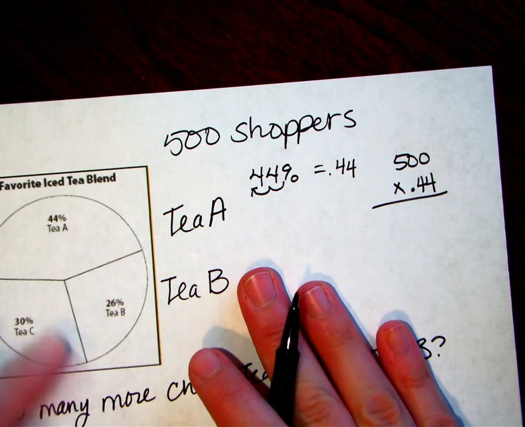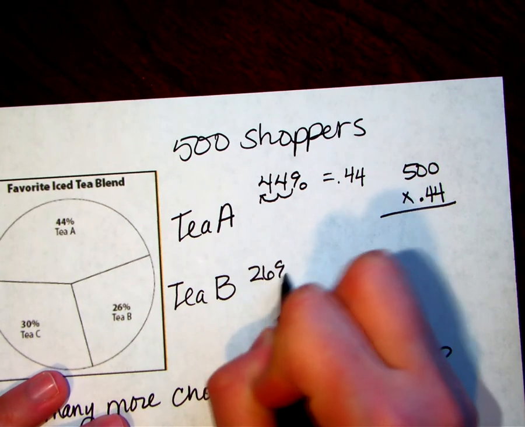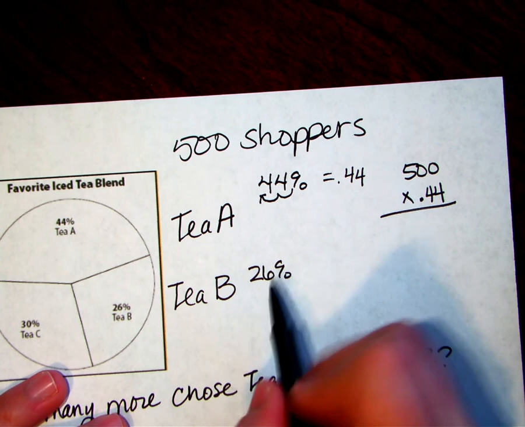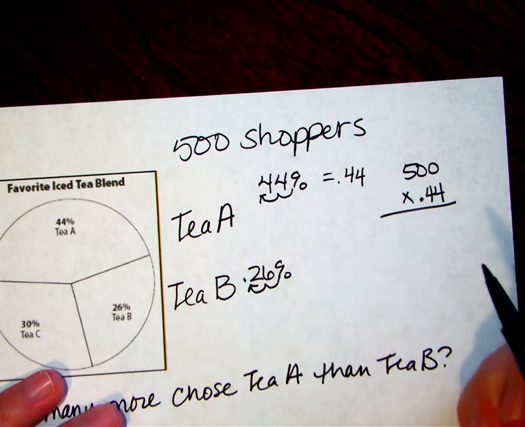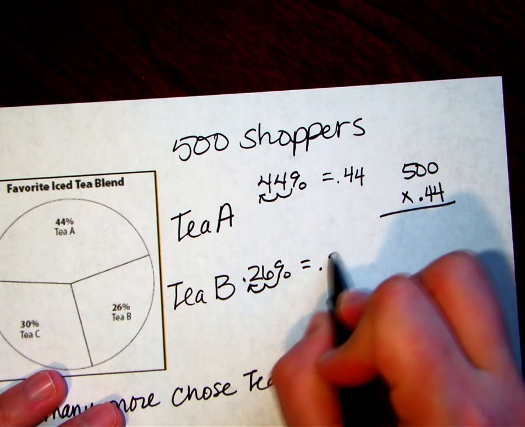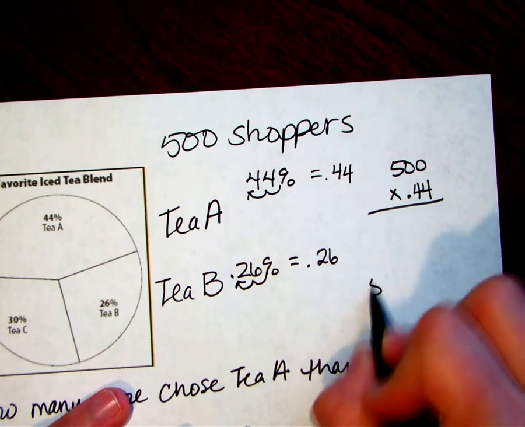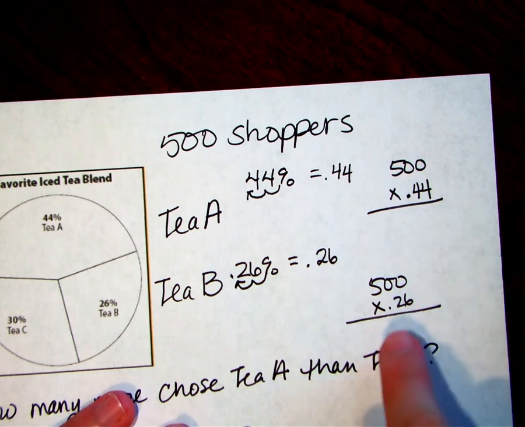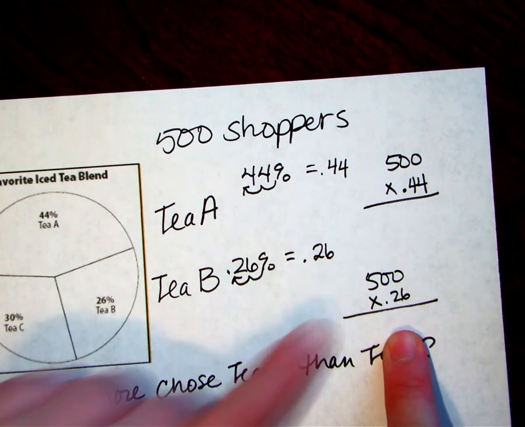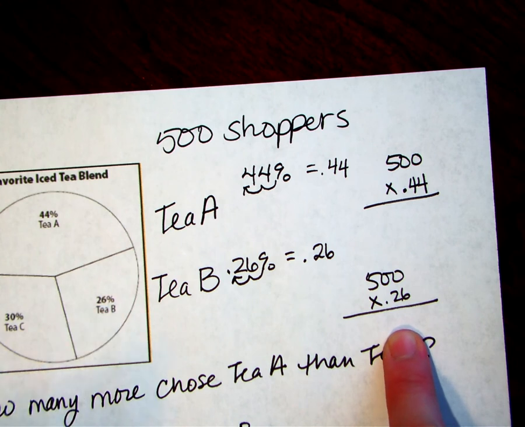So TB is 26%. Change that into a decimal. Take that percent, move it 2 times, which is 26 hundredths. Then you're going to take your 500 and multiply it by your 26 hundredths. And then that will be the amount of people who chose TB. And then you're going to solve it the same way, where you subtract.